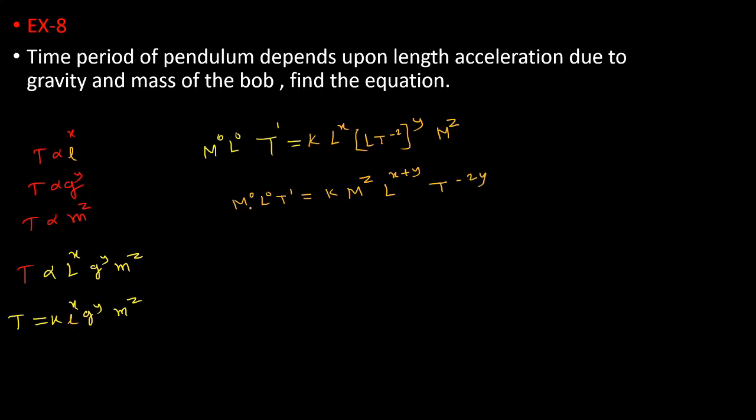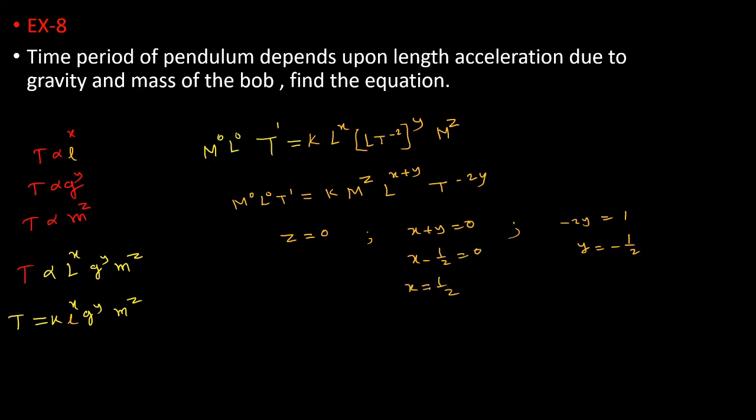Now I will compare the powers. If I compare the powers, what is the value of z? z is 0, comparing m with m. Now compare with L: x plus y equals 0. If I compare T: minus 2y equals 1. So what will be y? Minus 1 by 2. So if I put the value of y here, we get x minus 1 by 2 equals 0, so x equals 1 by 2.